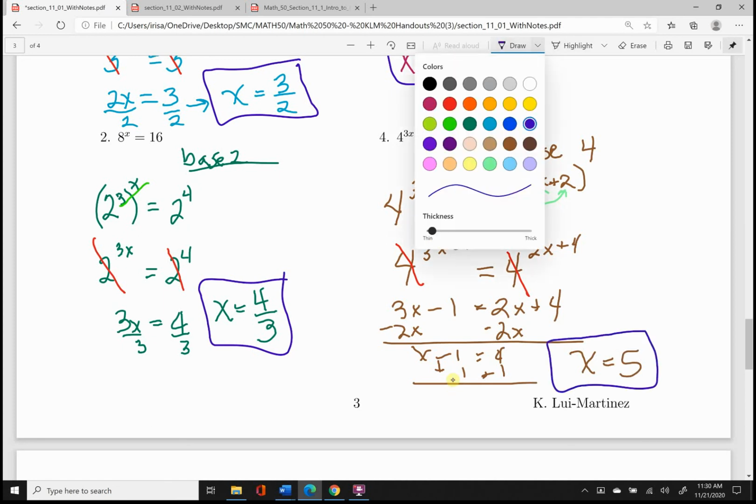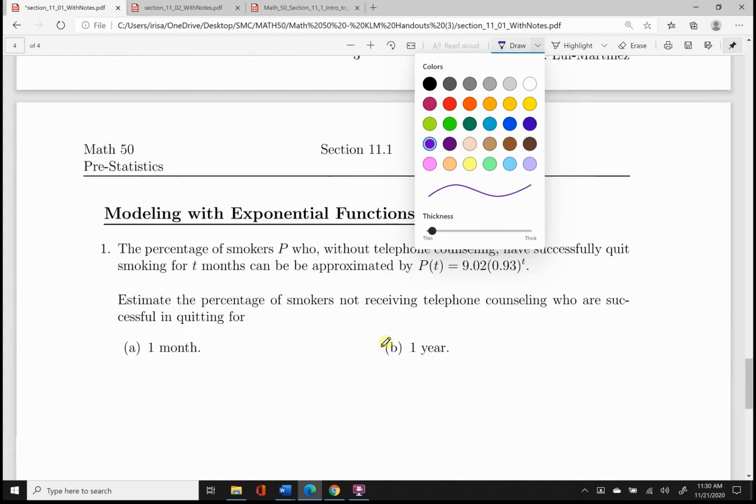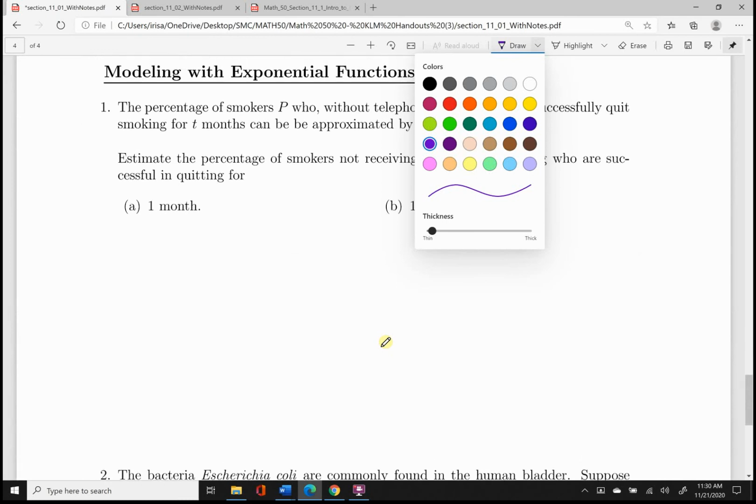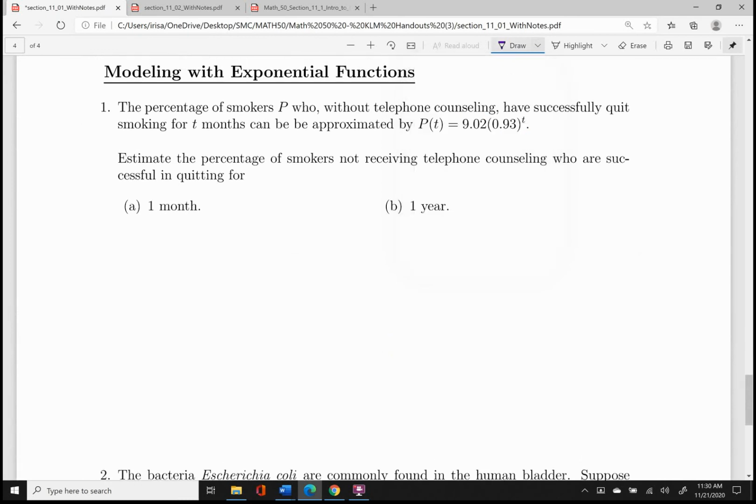Great. We have one more exercise where it's going to be application centric. So let's change the color to, I guess, dark purple, sure. Modeling with exponential functions. Here we go. Okay, so here we're given an exponential function outright, this P of t, where P is the percentage of smokers who, without telephone counseling, have successfully quit smoking after t months, and it's approximated by this model. So the time frame is in months. That's something to keep in mind here.